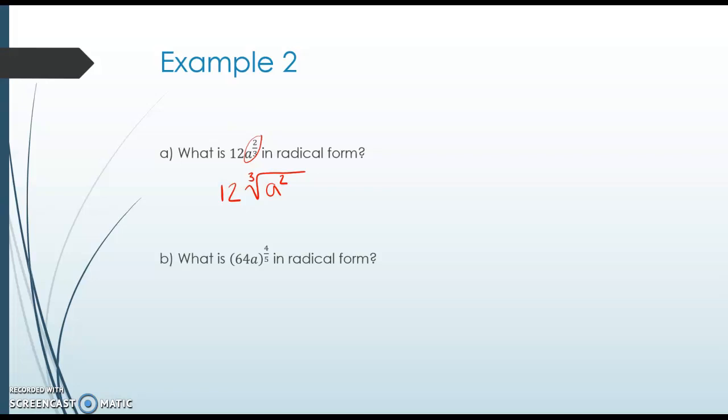What is 64a to the 4/5? So this one, we're going to use that power of a product. And so that means we're going to multiply that 4/5 all the way in. So we're going to do 64 to the 4/5 and a to the 4/5.